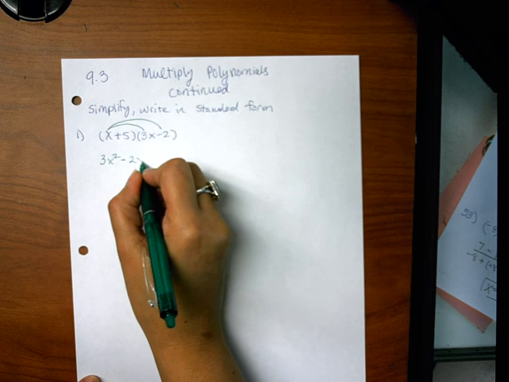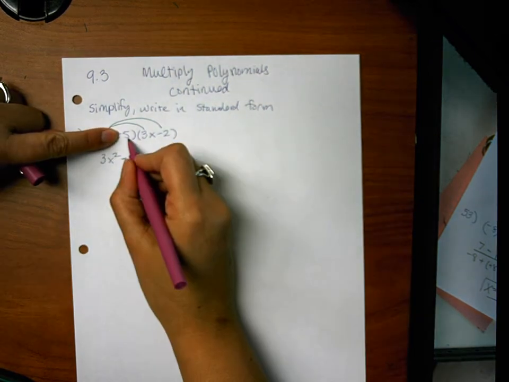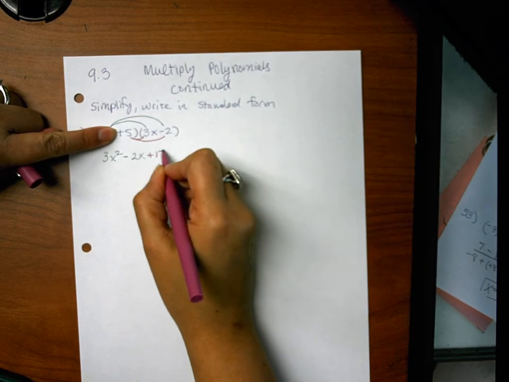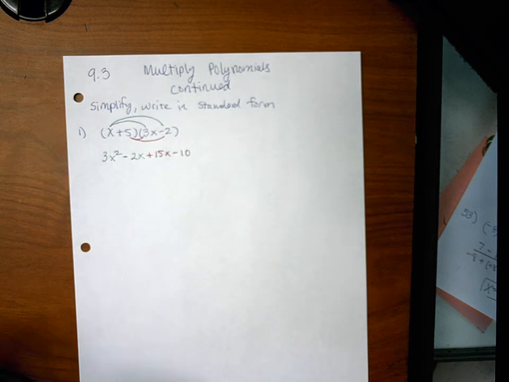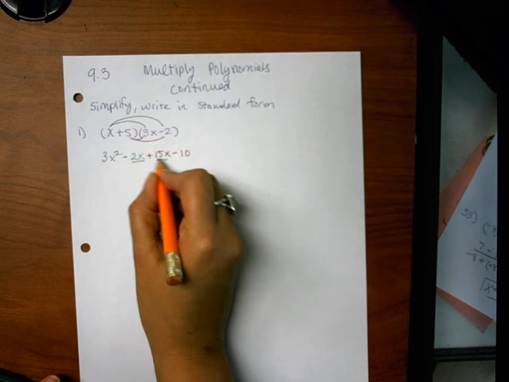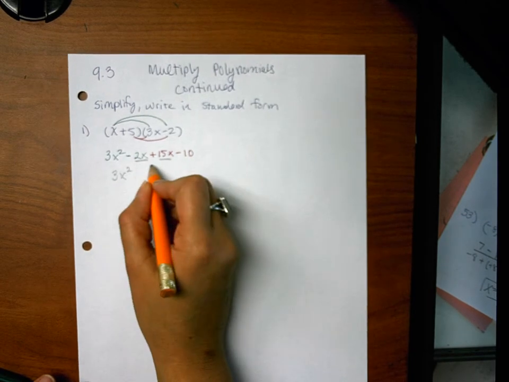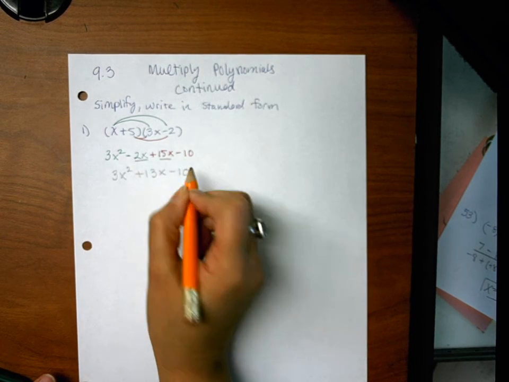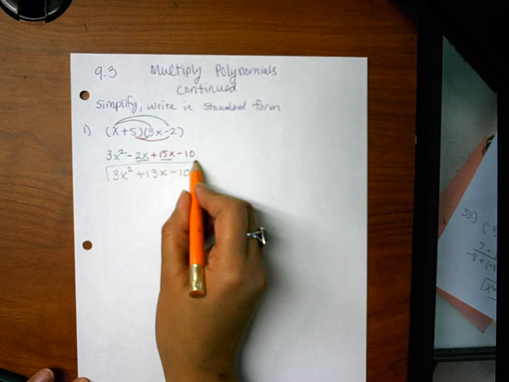X times 3x is 3x squared. X times negative 2 is negative 2x. And then I cover this and I distribute the positive 5 to both of them. So positive 15x, 5 and negative 2 is negative 10. And then I combine like terms if there are any, which there are here, and these are the only like terms. So that gives me 3x squared. That adds up to positive 13x, and then minus 10.